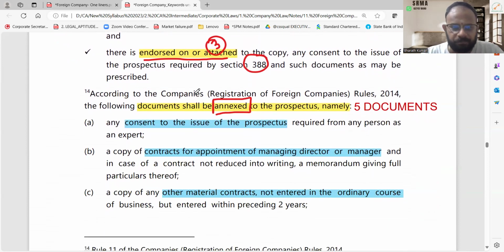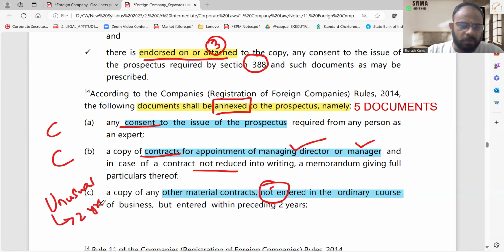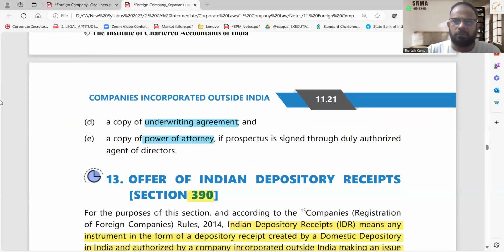What all will you annex? Any consent to the issue you will annex. Any contract. Any consent, any contract of the appointment of managing director or manager, you will annex, ensuring that everything has full particulars. Any other material contracts not entered into in the ordinary course, the unusual course of business: if you do anything within 2 years, you will give it. Normal means you don't need to give. But if something is unusual, don't you think you should give it in the prospectus? Yes, because it is important for the ROC.